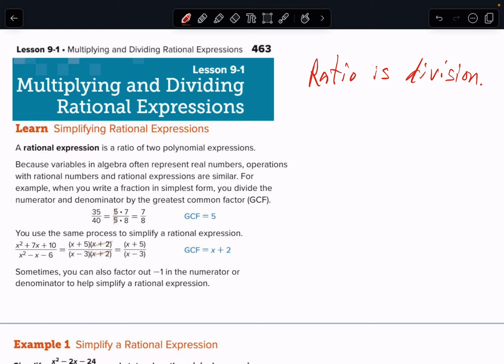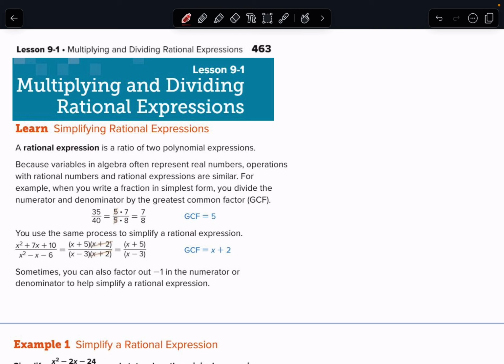Okay? So whenever we say there's 7 boys to 9 girls, it's a ratio. It's a comparison of two things, and it is done with a division sign. So that's what a ratio is. We just do a divide, and we do it like a fraction.